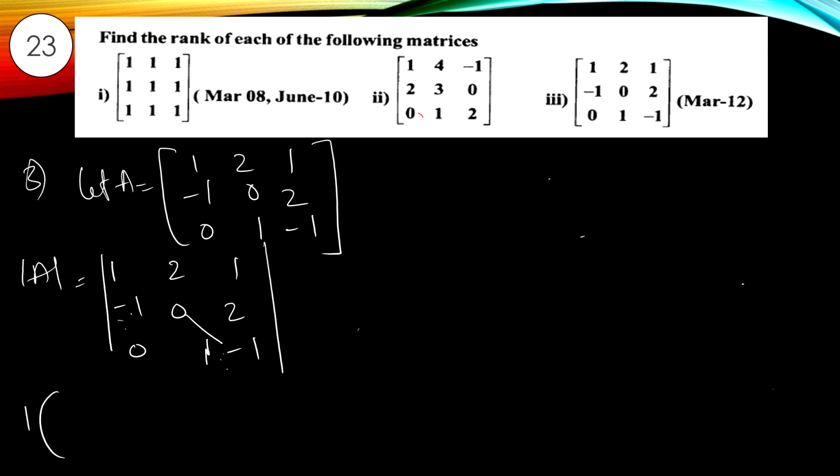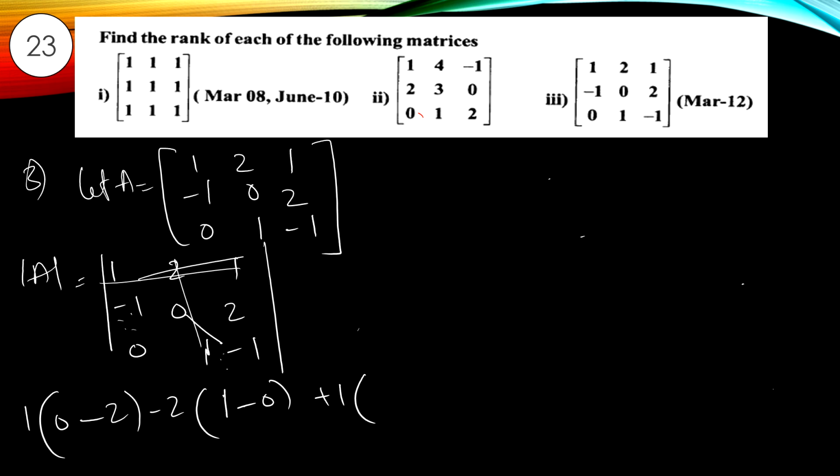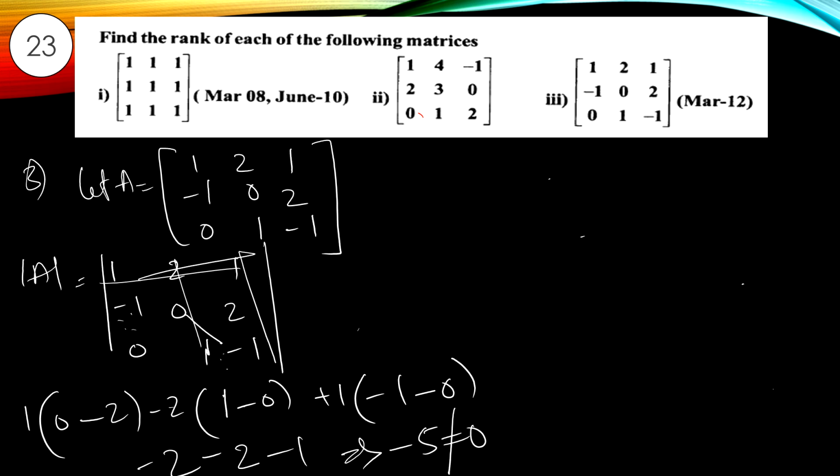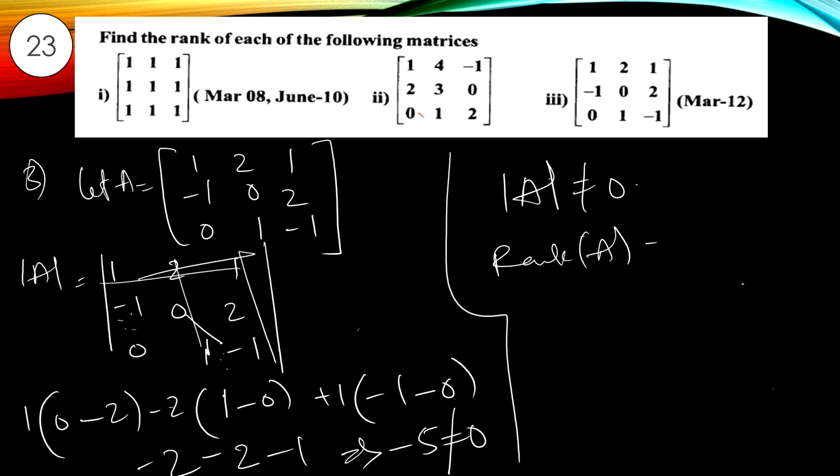So 1 into, 0 minus 2, so minus 2 into, minus 1 into minus 1 is plus 1, so minus 0, so plus 1 into, minus 1 minus 0. So from this minus 2, and from this here we will get minus 2, and here the minus 1. So total we will get minus 2 minus 2 minus 2, which is nothing but minus 5. Here also the determinant is not equal to 0. So according to case 1, if the determinant of A is not equal to 0, then simply we can say the rank of A is equal to 3.